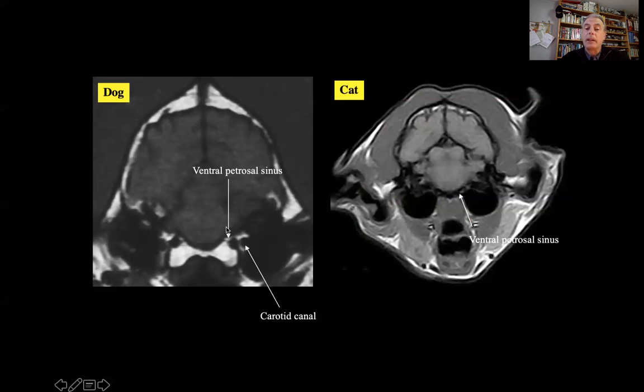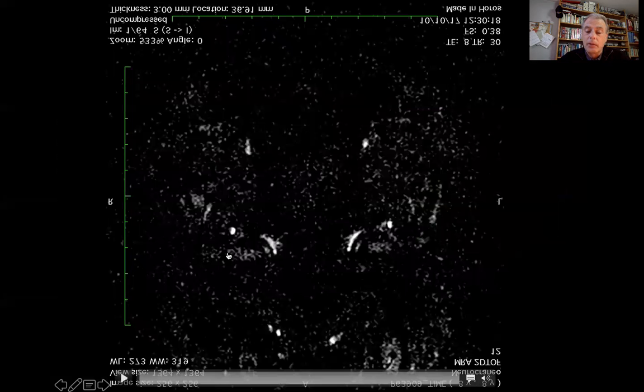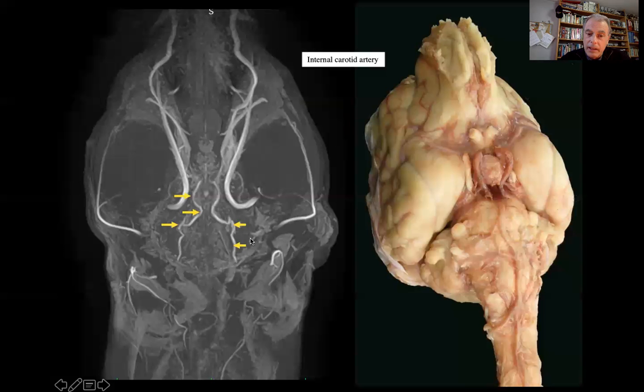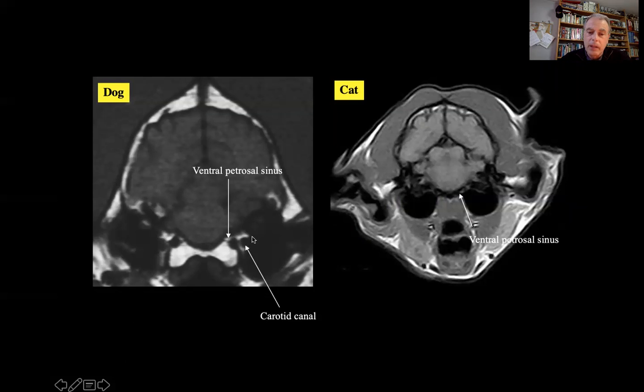Here we have to compare dog with a cat. Here is a transverse section on MRI as well as the image on the right. We will focus on the image on the left first. We identify the basio-occipital bone, right? This is the brain stem, the cerebral hemispheres, and the bulla tympanica, so the middle ear. This foramen here corresponds to the ventral petrosal sinus, a venous sinus of the dura mater. This one here is the one we are going to focus on. It is the carotid canal.